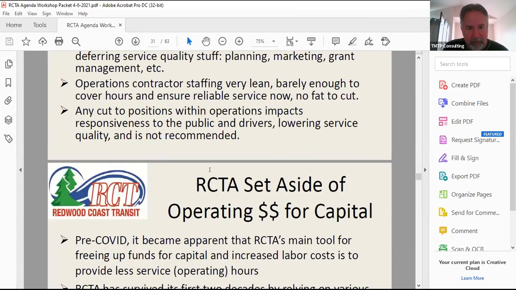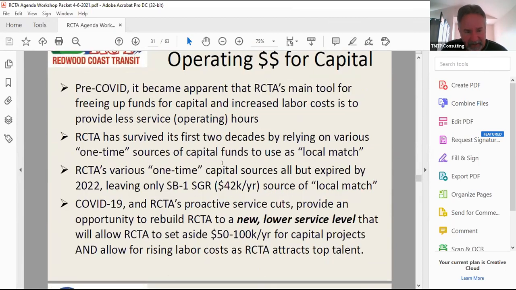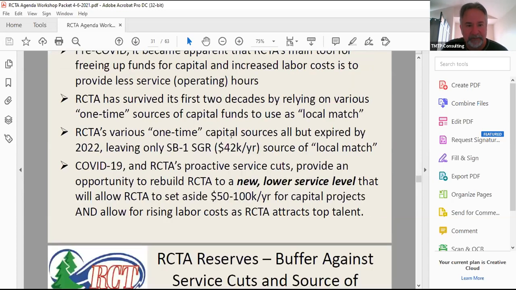We'll touch on this more later, but we recommend that as we rebuild and think about reinstating service, we probably don't reinstate all the service that was cut during the pandemic, because some of it wasn't producing very well. We don't want to put ourselves right back in the spot we were a year and a half ago, where we were running so much service that we couldn't put aside any money to replace buses or do bus stops.